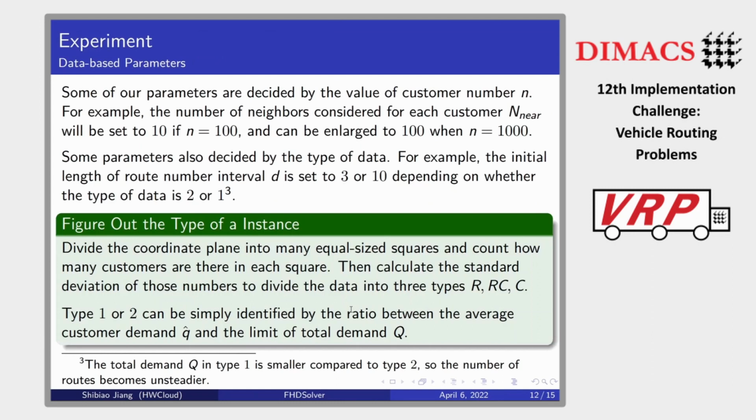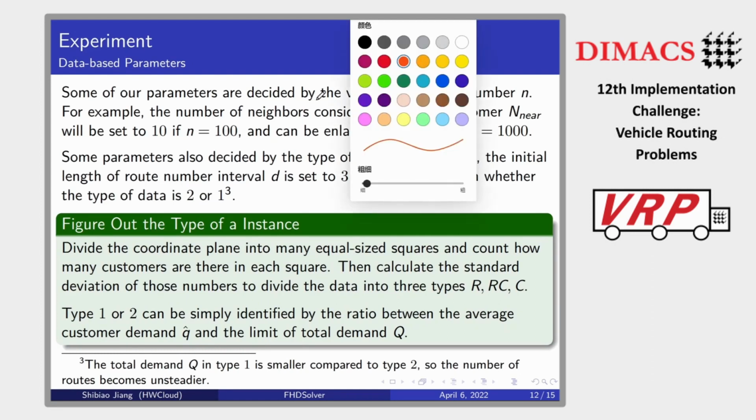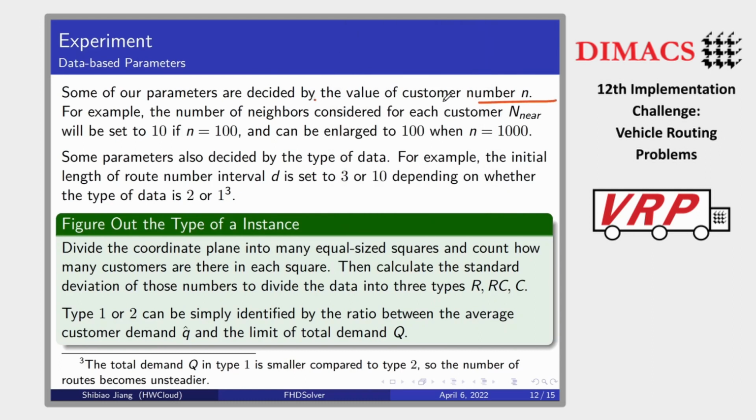Now let's move to the experiment part. Some of our parameters are decided by the value of customer number n. For example, the number of neighbors considered for each customer, n near. N near is used to control the neighborhood of each customer. It will be set to 10 if n equals 100 and can be enlarged to 100 when n equals 1000. So n near is proportional to the customer number n.